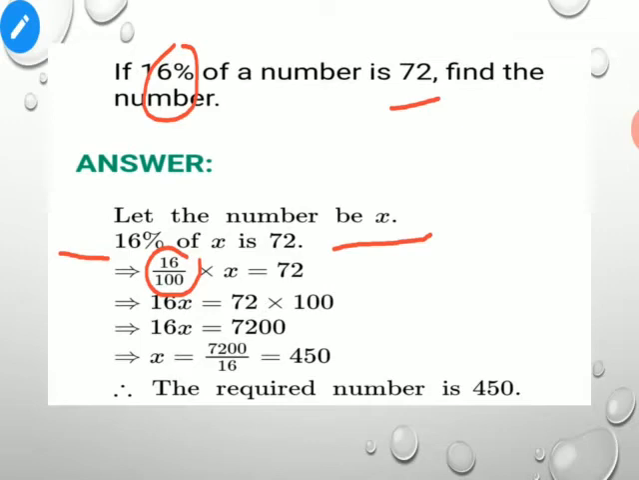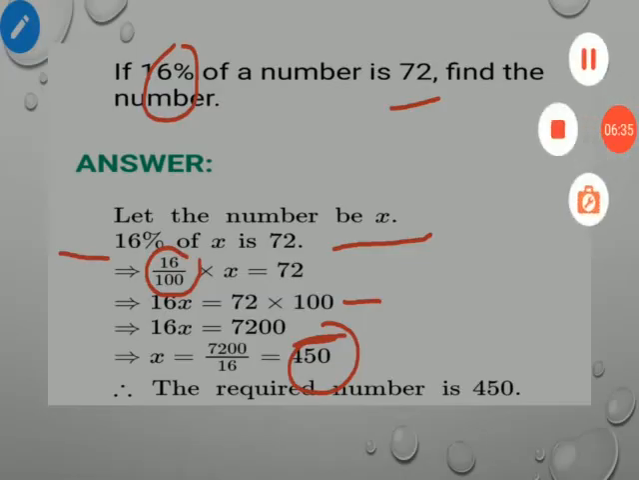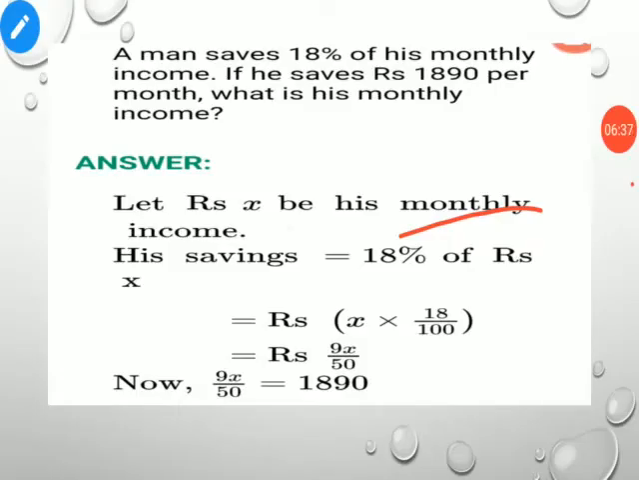Now remove the percentage sign. So it will be 16 upon 100 multiplied by x is equal to 72. Now do the cross multiplication. So 72 will be multiplied by 100. So 16x is equal to 7200, or x is equal to 7200 divided by 16, and it will give you the result 450. So 450 is the required number.